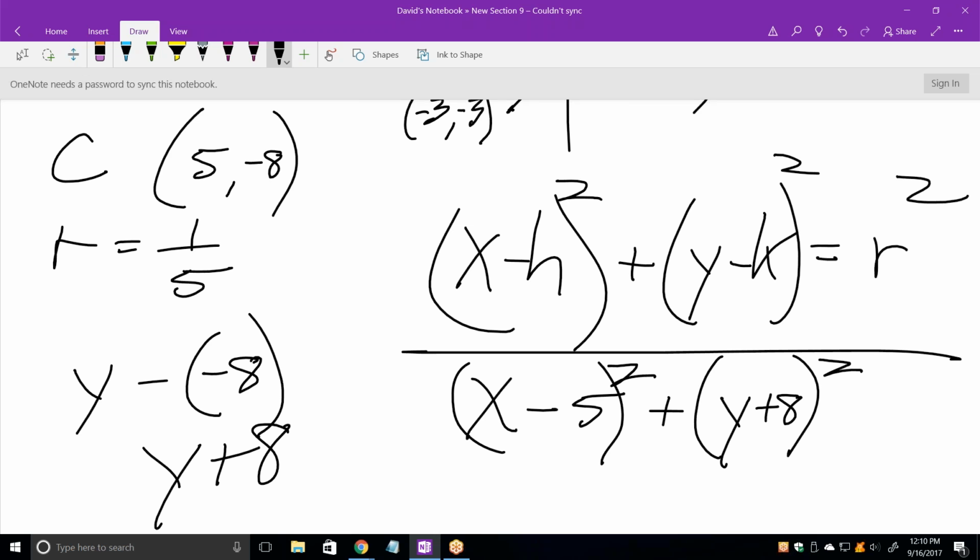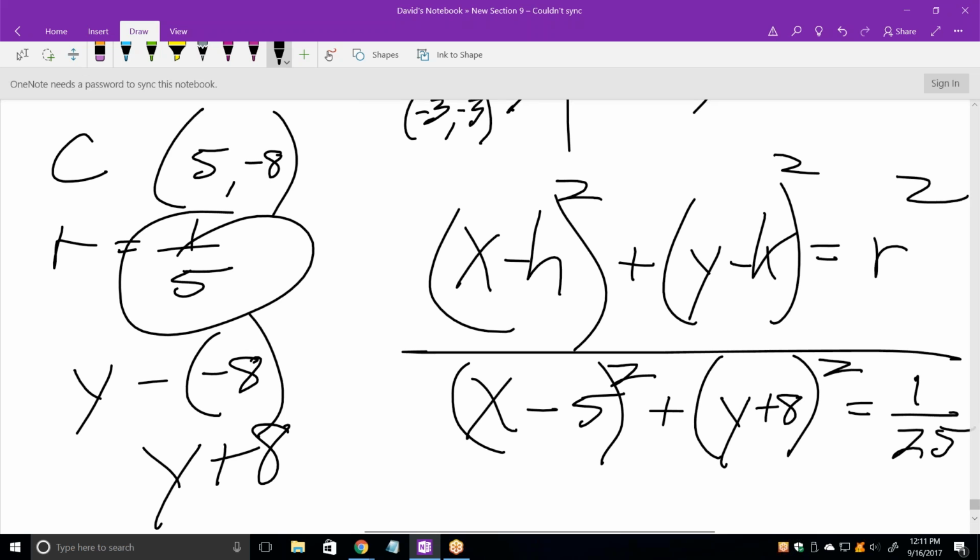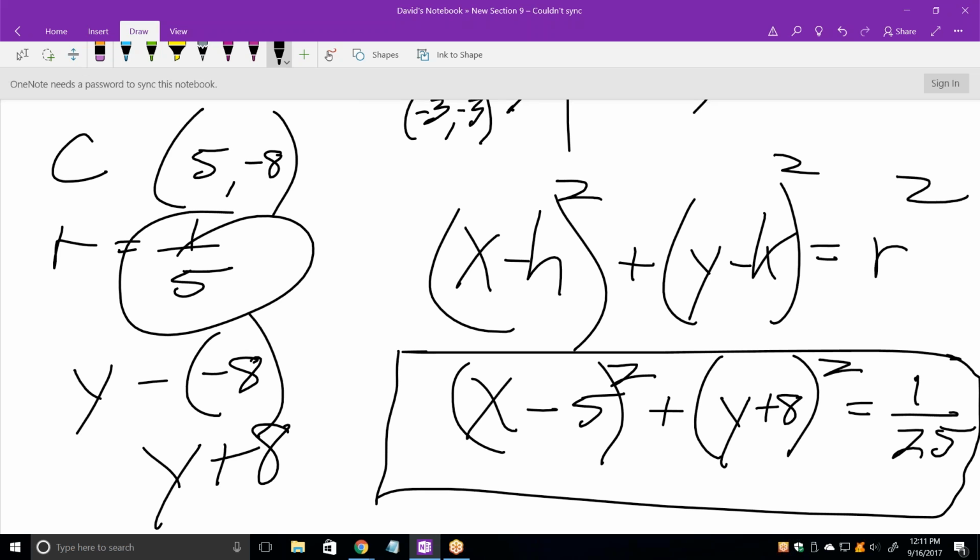And then r squared is what? There's the radius. Square it. 1/5 squared is 1/25. That's the answer they're looking for right there. Make sure you put it in.